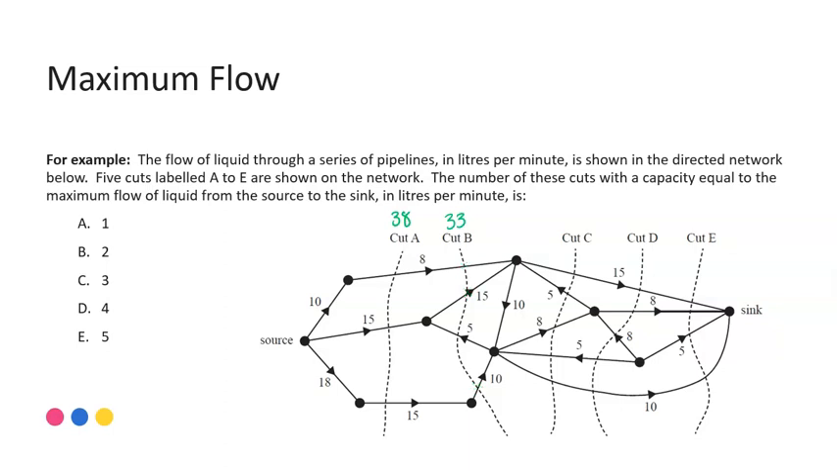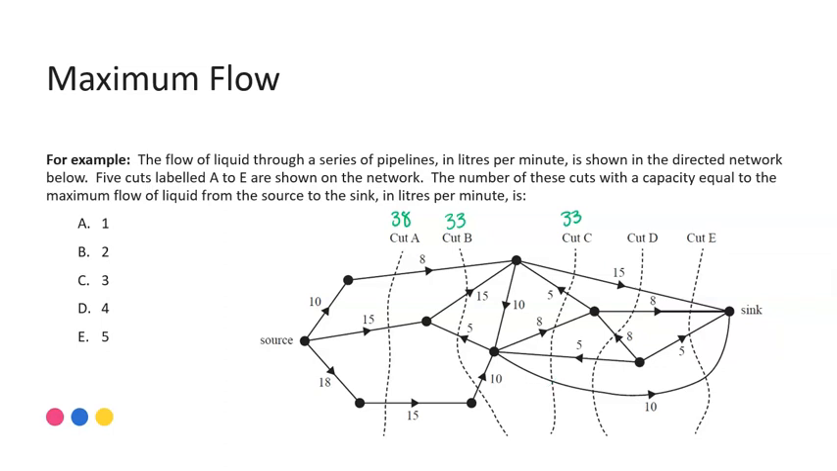Cut C. So again, from the source, from the start, working your way through, I get stopped here at 10. I can't get onto that edge of 5. I get stopped at 8. I again can't get onto the edge of 5, but I get stopped here at 15. So again, I've got 15 plus 10 plus 8, 33.